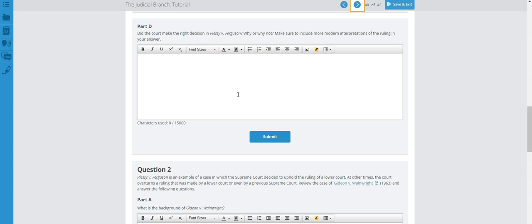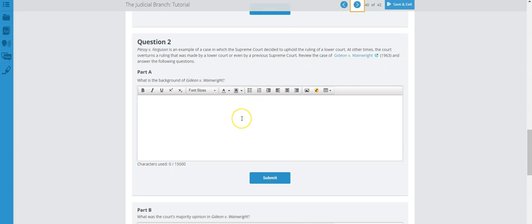Based on the reading that you did on Plessy v. Ferguson, now you need to provide a good explanation as to why the court made either the right decision or the wrong decision. Don't just say, oh, the court made the wrong decision. You have to explain why the court made the wrong decision. And obviously, you need to make reference to modern interpretations of that particular ruling. So in this case, we need at least a good paragraph.